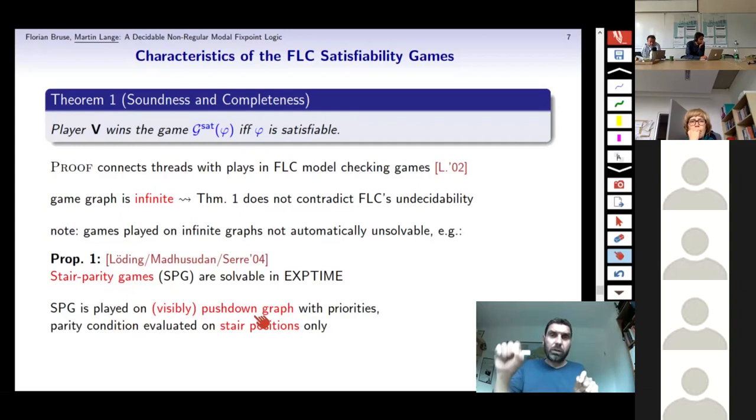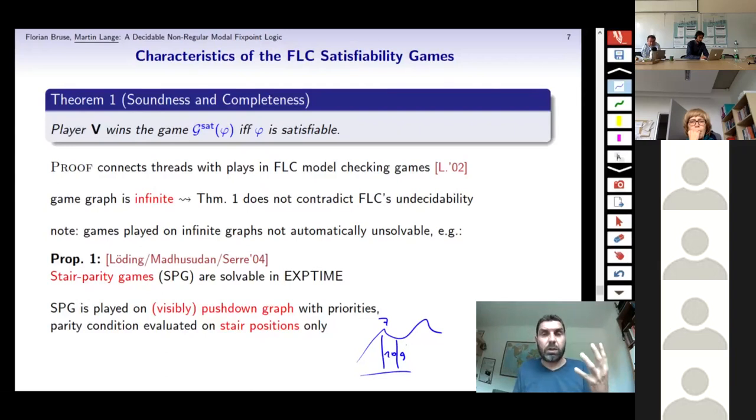Not every position counts. It's very similar to what I've just told you. You need to look at the height of the stacks of a position. Let's say we get to some priority 7, and the stack height at this moment is 10, and afterwards it's only 9. Then this position is discarded. It's not a stair position, so its priority does not count.